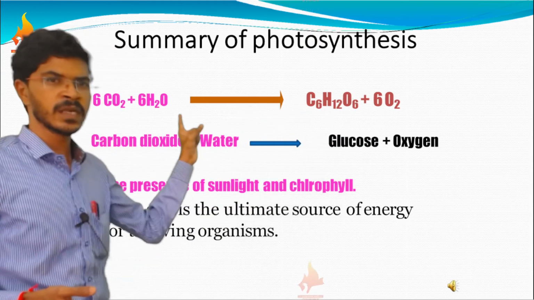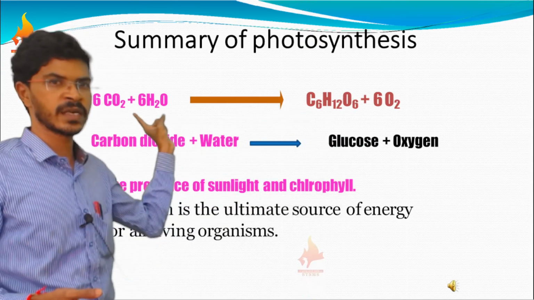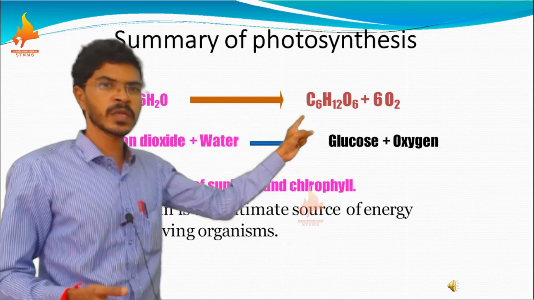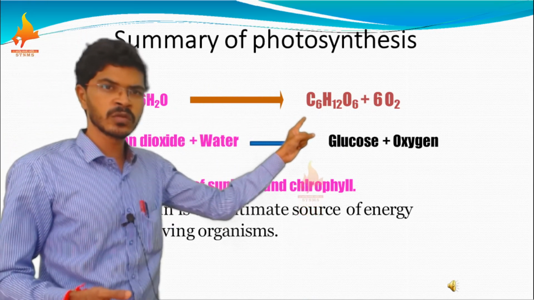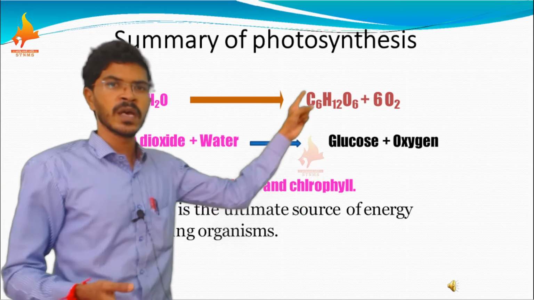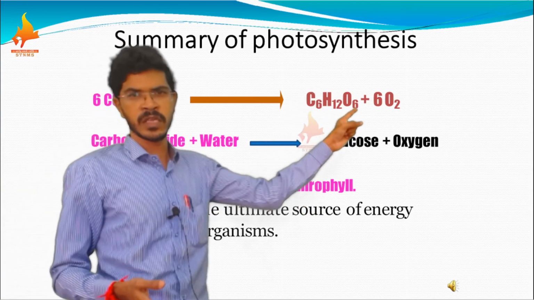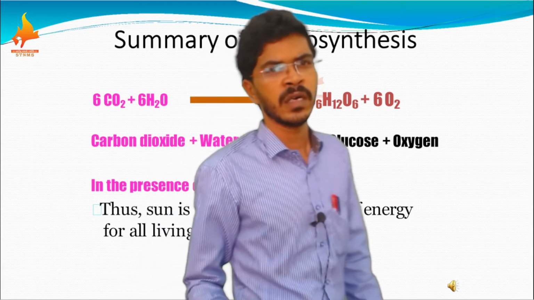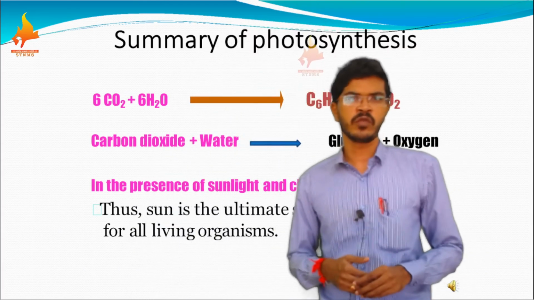Okay, so I repeat it: 6 molecules of carbon dioxide are used up along with 6 molecules of water to produce 1 molecule of glucose and 6 molecules of oxygen. This is the general equation for the process of photosynthesis.